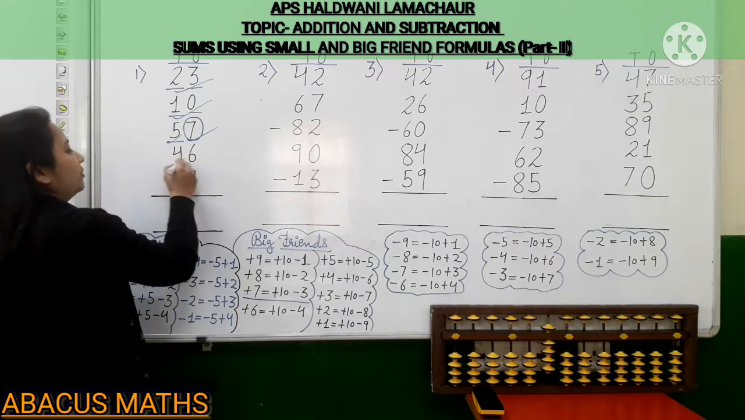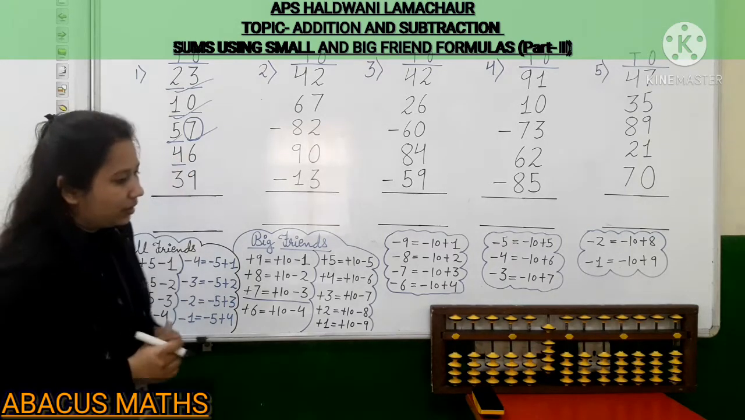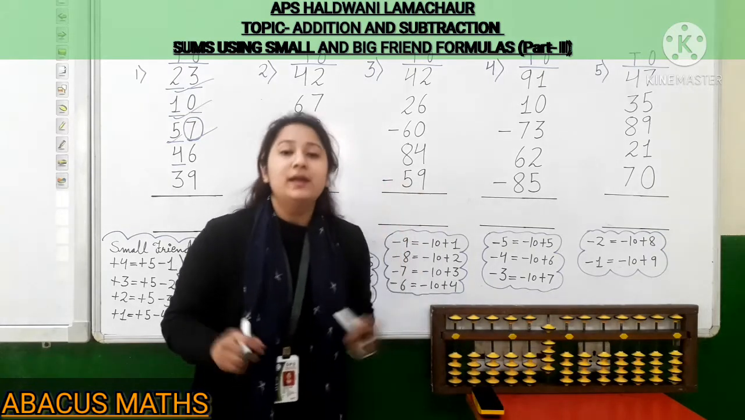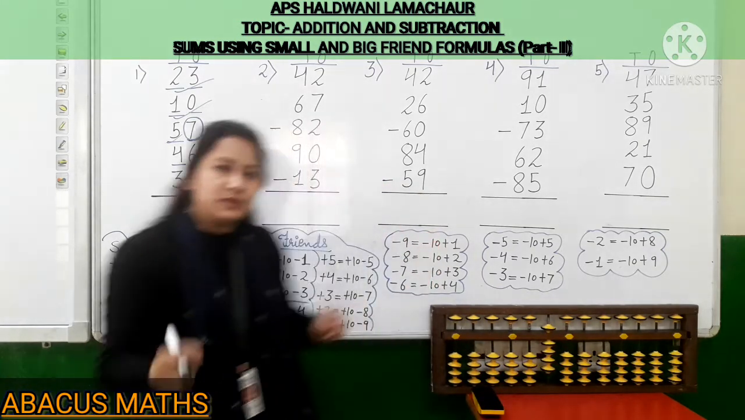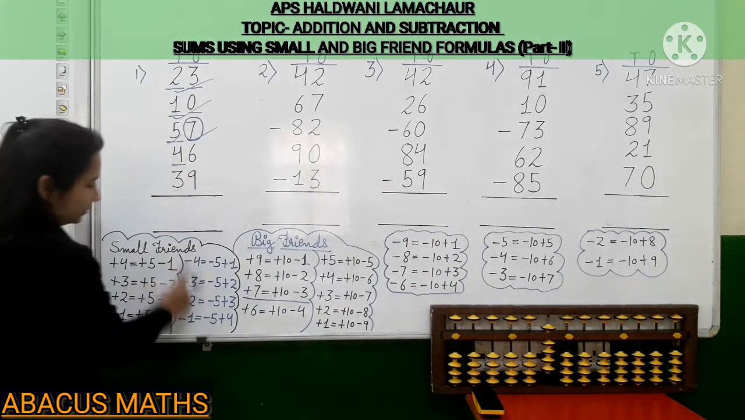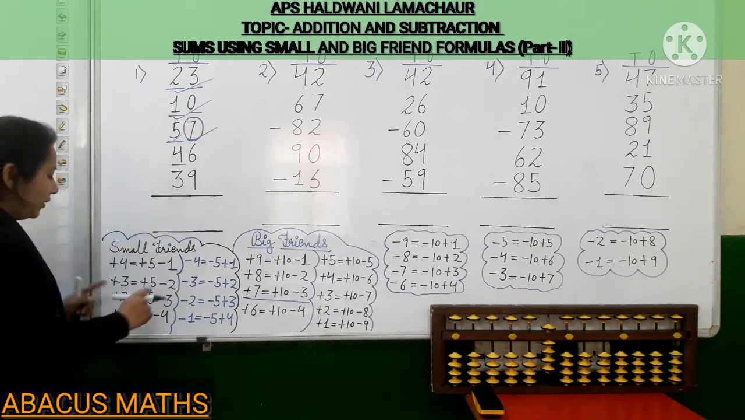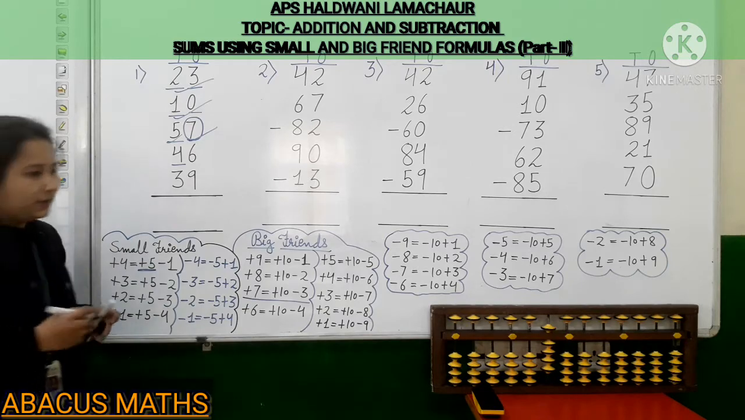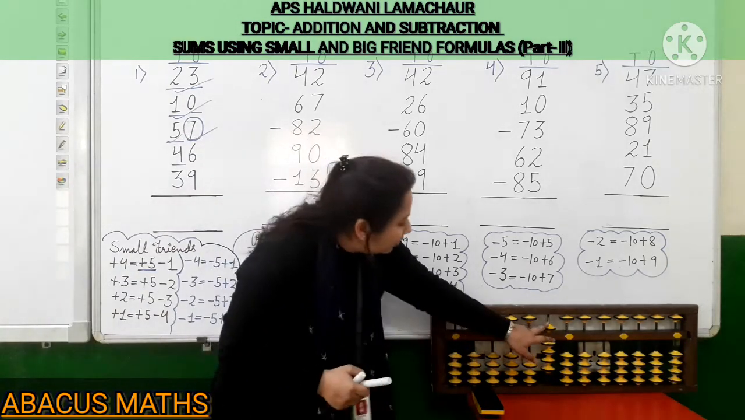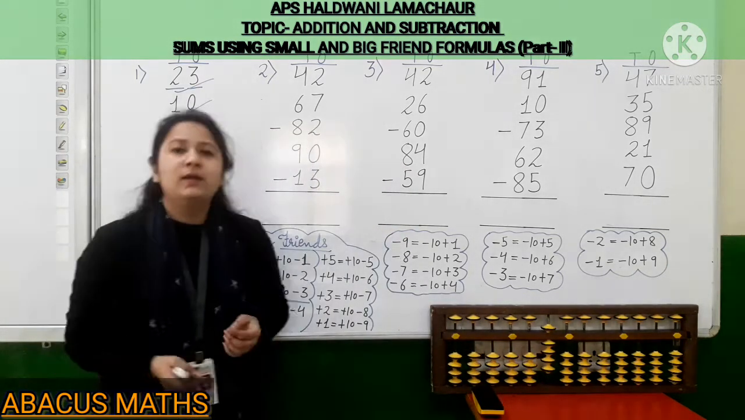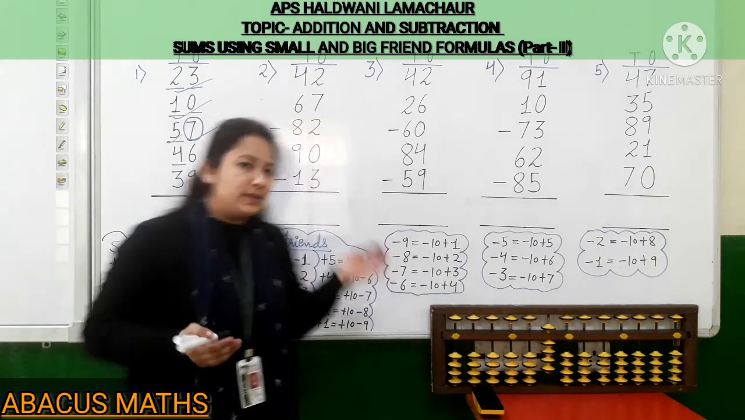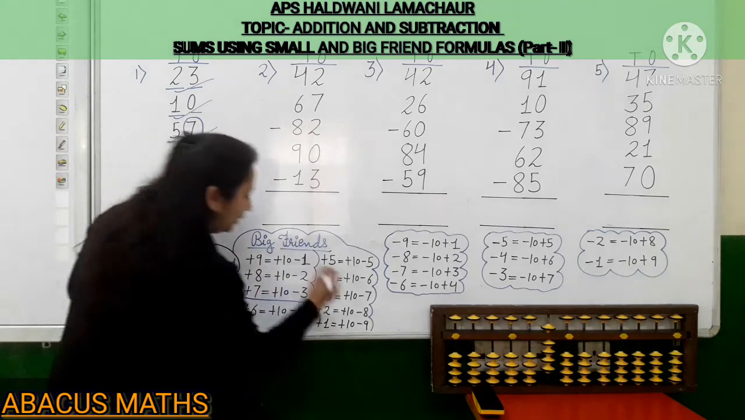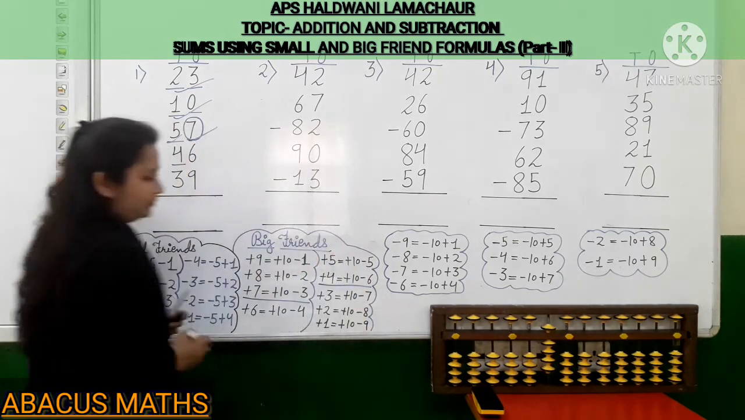Next, you have to add 4 in the tens rod. Now you can see kids that 4 is already added. Now for adding 4, first of all we will go with the small friends. The first number which you will have to add is 5, and you can see that 5 is already added. So you can't apply small friend in this 4. So for 4 you will go with the big friends.